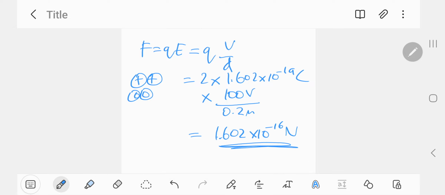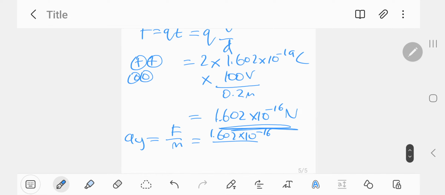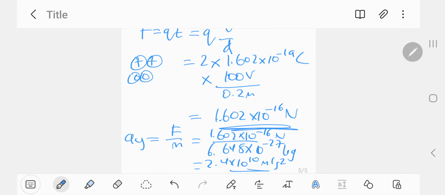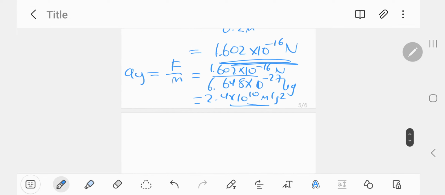We have force. We can now work out acceleration in the y direction. So it's 1.602 times 10 to the minus 16 divided by the mass of an alpha particle, which is given in the table, 6.648 times 10 to the minus 27 kilograms. And we get an acceleration of 2.4 times 10 to the 10 meters per second squared. Sanity check: yes, 10 to the 10 is massive because the helium particle is small. Small mass, large acceleration.